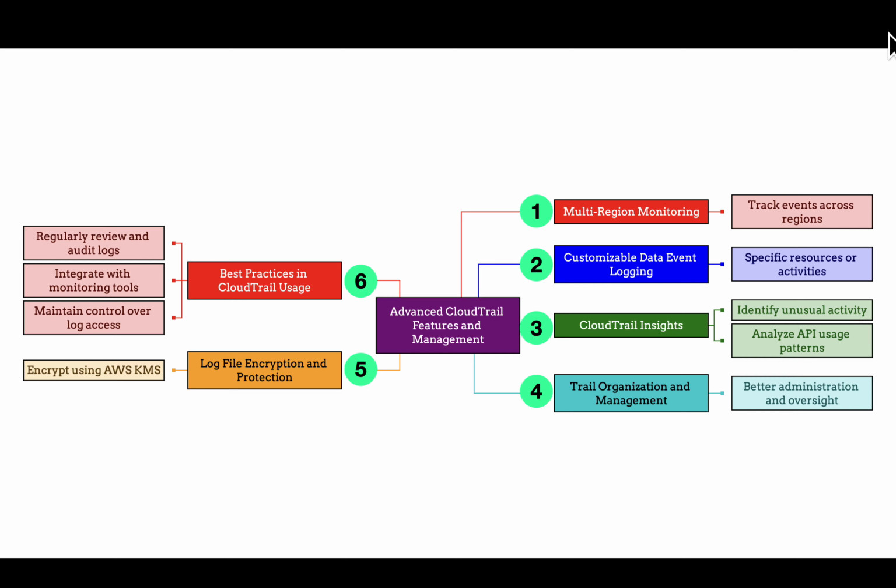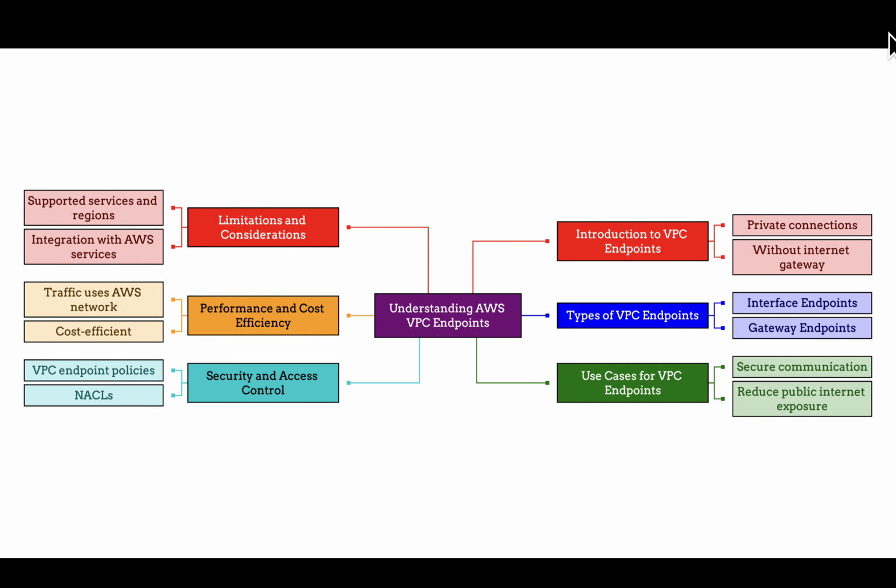6. Best practices in CloudTrail usage: regularly review and audit CloudTrail logs, integrate with monitoring tools, and maintain strict control over access to log data. Understanding AWS VPC endpoints. 1. Introduction to VPC endpoints. VPC endpoints allow private connections between your Amazon Virtual Private Cloud, VPC, and AWS services without requiring an Internet Gateway, NAT device, VPN connection, or AWS Direct Connect connection.